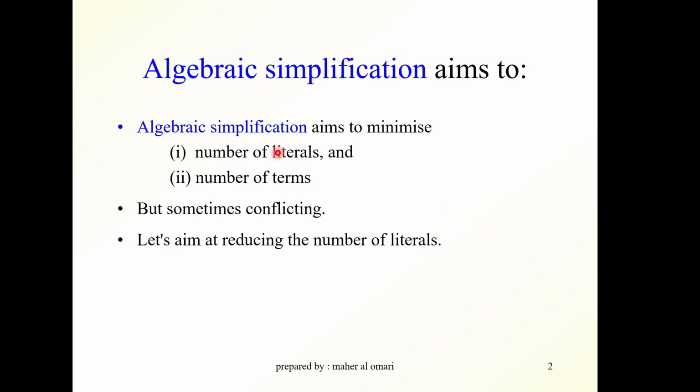Okay, let's start with the algebraic simplification for Boolean functions. What is the aim in this simplification? We aim at reducing the number of literals and the number of terms. But achieving these two goals sometimes might conflict. That means if you try to reduce the number of literals, in some cases you might end up with more terms, and vice versa. In our study today, we will talk about minimizing the number of literals.